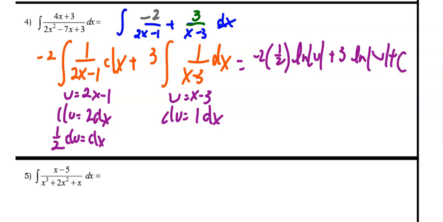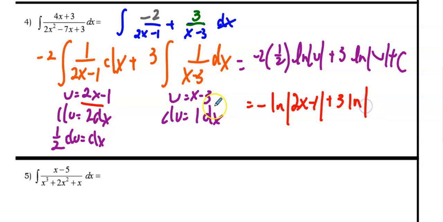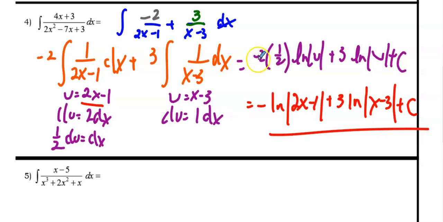And then finally, when we finish up the problem, we're going to get negative natural log of the absolute value of our u, which is going to be 2x minus 1, and then plus 3 natural log of the absolute value of x minus 3 plus c. I don't imagine them ever doing this, but technically they can move the 3 up here, the negative 1 up here. I don't know why they would do that, but that is the correct answer.